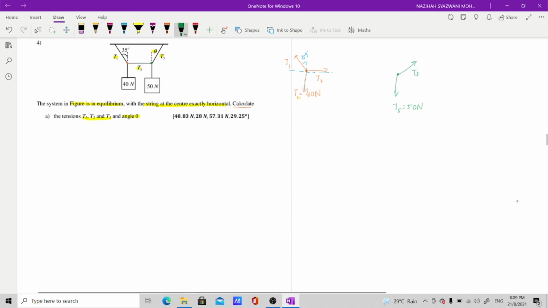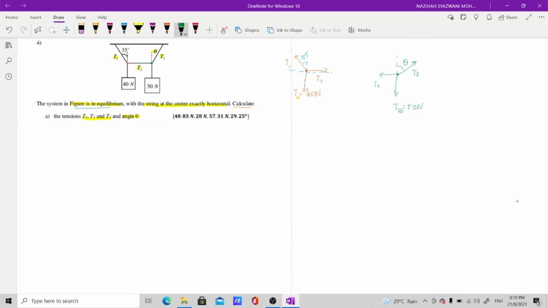T40 and T50, okay? Let's be consistent with that. And then we have here another tension to the left. The notation is T2, and the angle here is theta. So we need to find the angle theta. Okay, let's first look at the orange one. It says that the figure is in equilibrium.